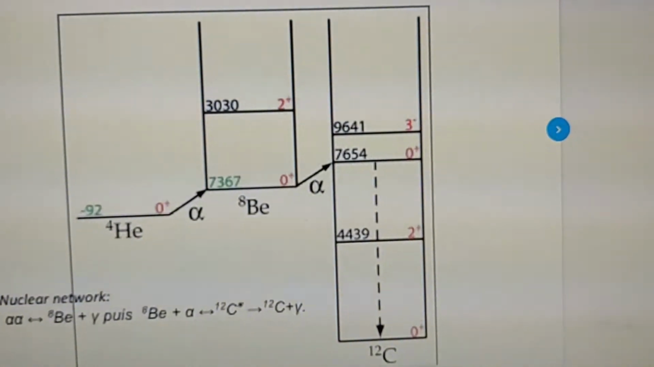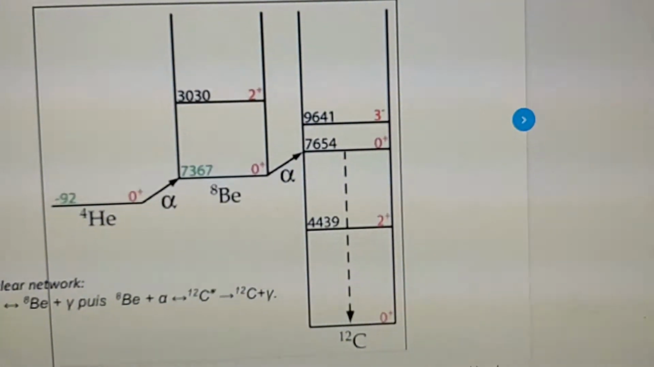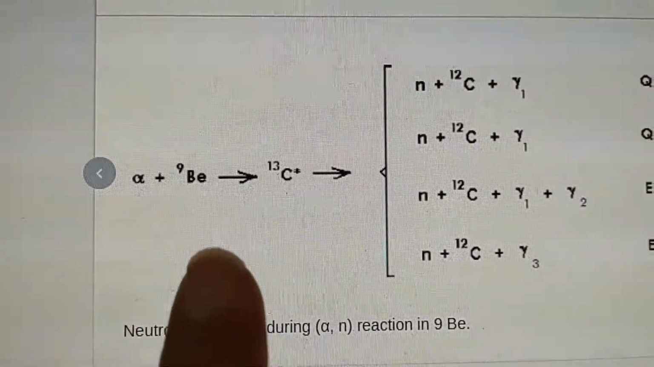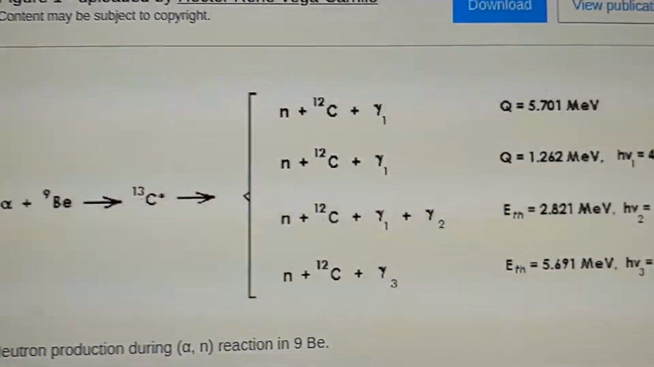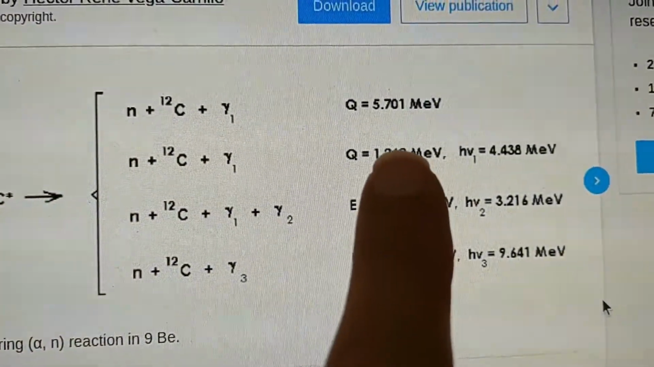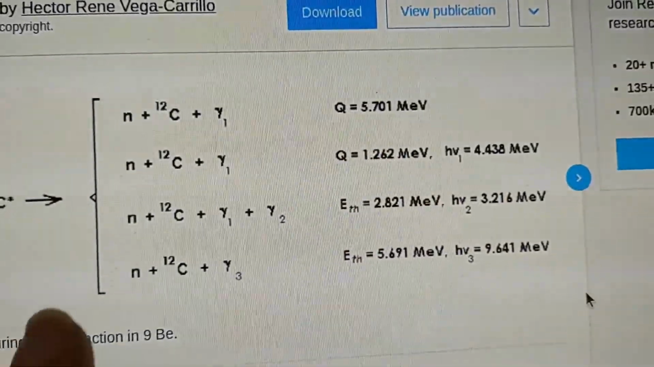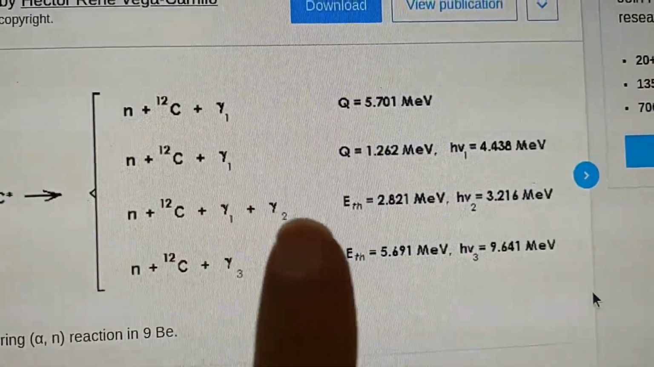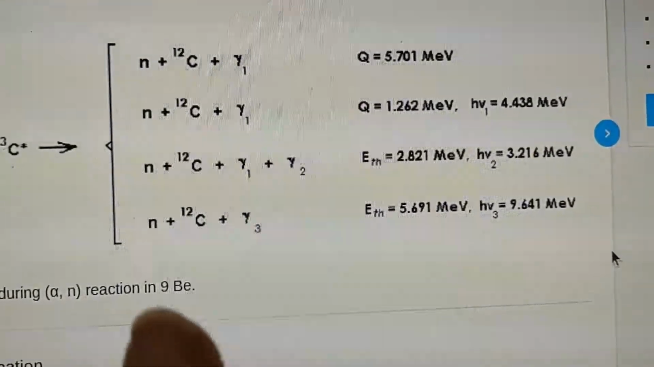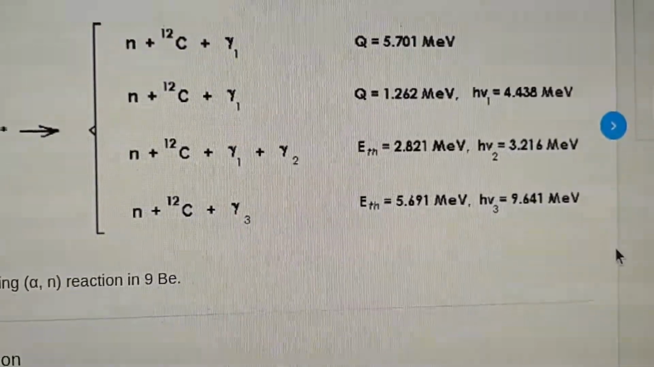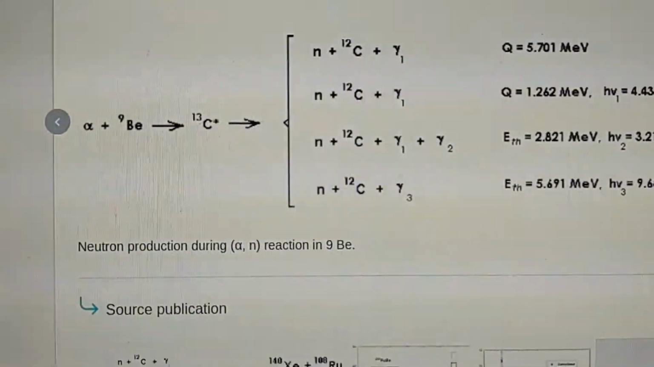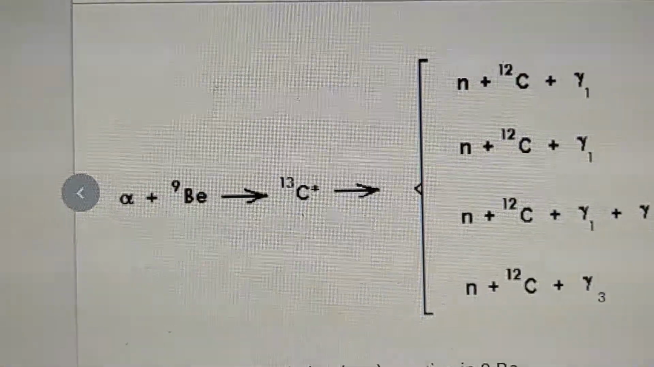Okay, so here is the kind of reaction that we're looking at. We have an alpha particle hitting beryllium 9, producing carbon 13. And then it can have one of these reactions, neutron plus carbon 12 plus gamma. And again, this is a high energy gamma ray, it's 5 MeV. Here's another possible reaction. 1.2 MeV photon. Here's a 2-photon reaction. Both these energies are pretty high. Okay, this is an alpha neutron reaction. You put an alpha particle in, you get a neutron out, and it transmutates the beryllium to carbon.